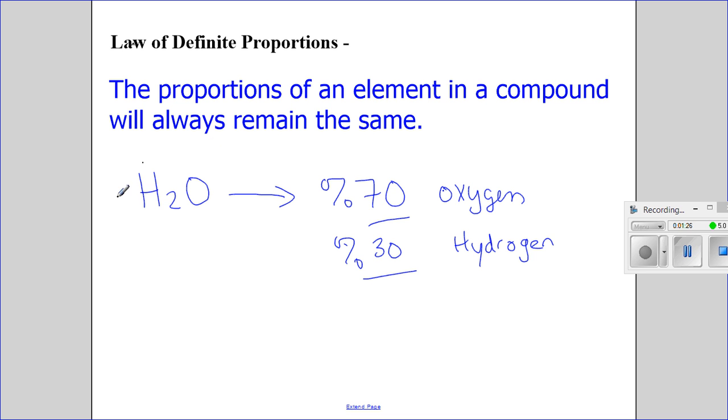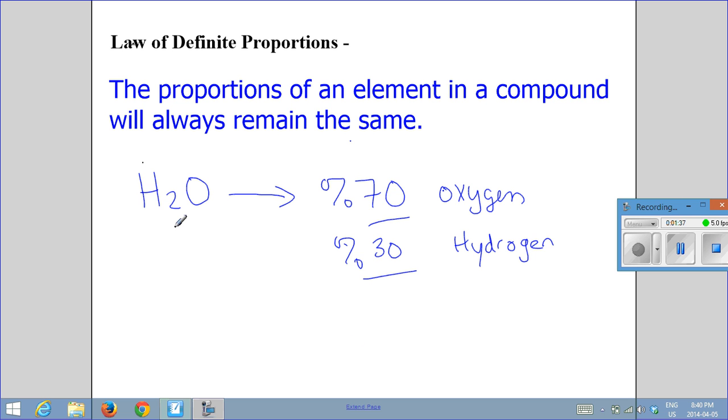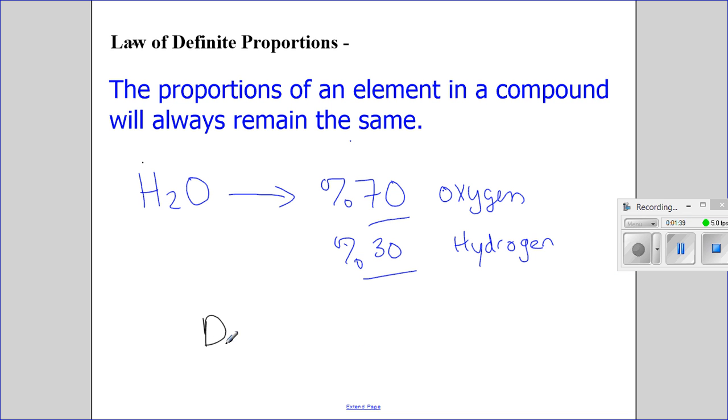Now, we're going to talk about how we find this percentage composition. Definite proportions lends itself to something called percentage composition. We can find percentage composition from data, or we can find it from the actual chemical formula. If we know the chemical formula, we can find it easily, and I'll show you an example of that. And if we have the data, we can find it as well.